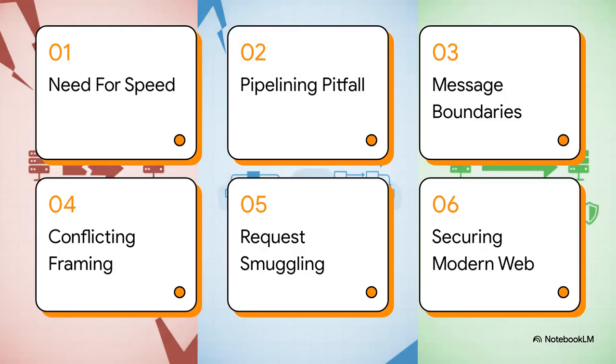So here's our game plan. We'll start with the need for speed. Look at the pipelining pitfall, how we define message boundaries, what happens when framing mechanisms conflict, dive deep into HTTP request smuggling, and wrap up with securing the modern web.